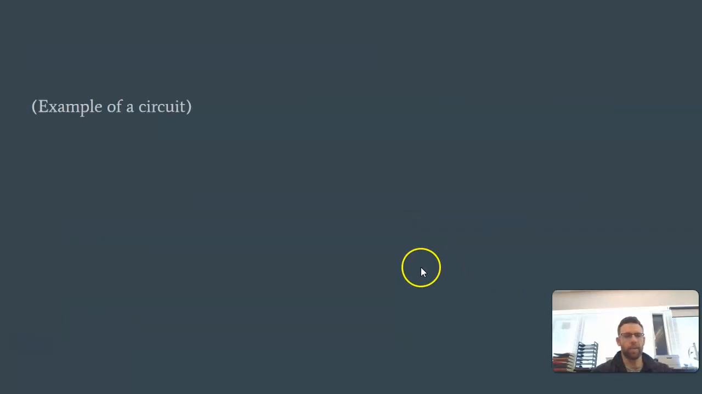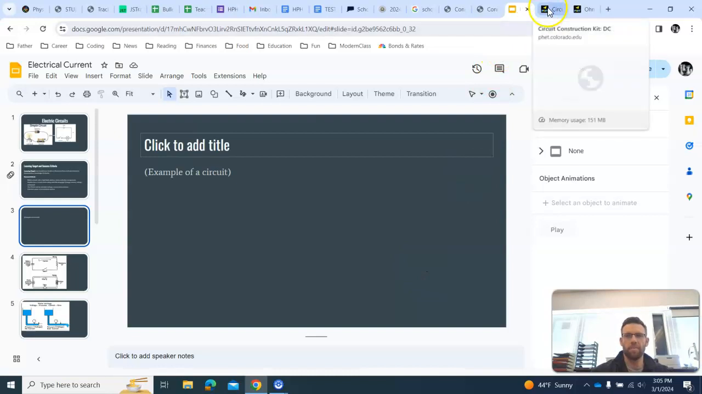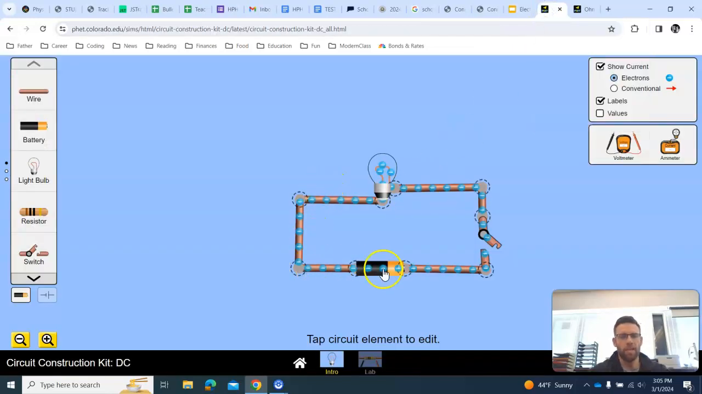All right, so I'm going to give you a quick example of a circuit. This is a little simulation that you'll probably have to use. When we have a circuit, we can imagine that we have some electrons in the circuit. The flow of electrons is really what makes electricity work. So we have a battery, and that battery is going to push the electrons in a particular direction.